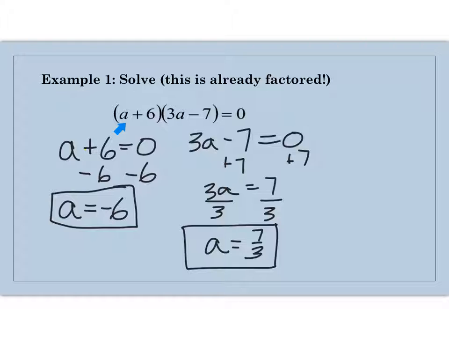So really what you guys just figured out, if I take this a equals -6 and I plug it back in, -6 plus 6 is 0. And if this whole thing is 0, that means the whole equation equals 0. Or we figured out another possible solution. If I take this 7/3 and plug it in for a, this factor is going to equal 0, which means this whole equation will equal 0. So we solved the equation.